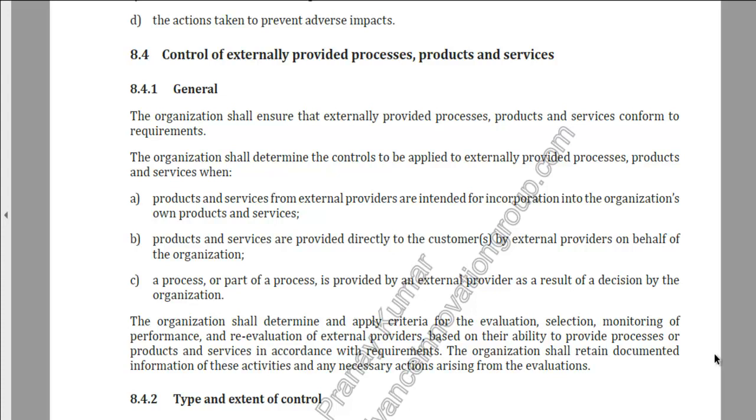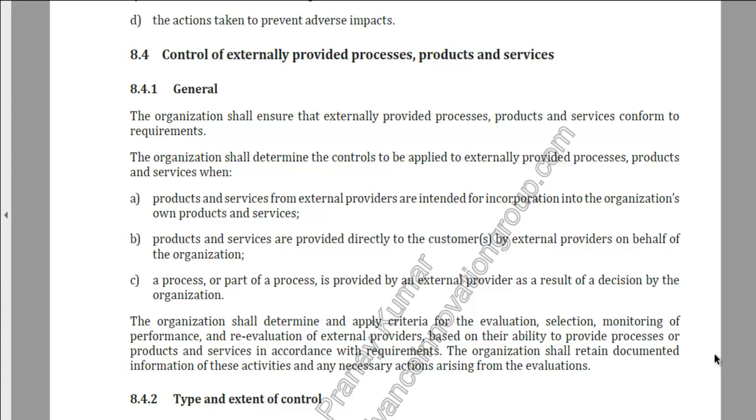So if you have used externally provided processes, product or services, condition 1, product and services from external providers are intended for incorporation into organization's own product or service. So if you use some external provider, a vendor, to create some product or service that is to be incorporated to the organization's own product. So as a car manufacturer, I manufacture cars, but seats are not manufactured by me. As an organization, we have hired an external provider to make those seats for us, and such seats are incorporated as a part of our product or service.